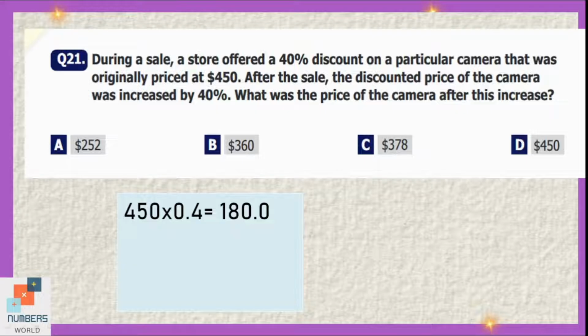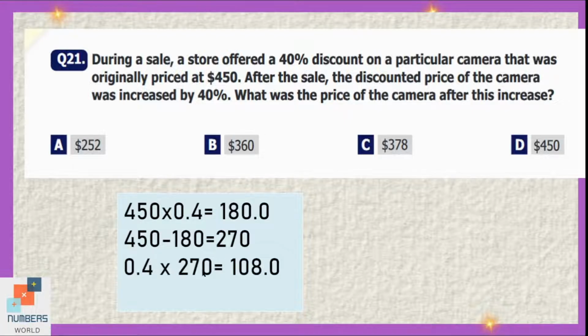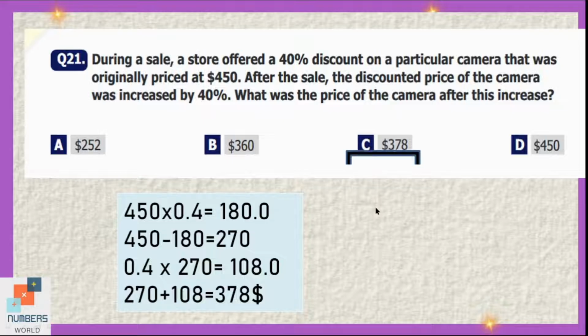So let's find the leftover amount after the discount. 450 minus 180 is equal to 270. So this is the amount which is left after the 40% discount. Then after the sale, the discounted price of the camera was increased by 40%. So we are going to find 40% of the leftover amount. So 0.4 multiplied by 270 is equal to 108. So we will add this amount to 270. That is equal to $378. So the price of the camera after the increase is 378, which is option C.